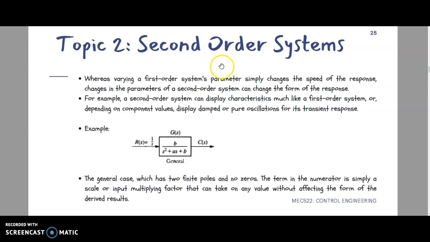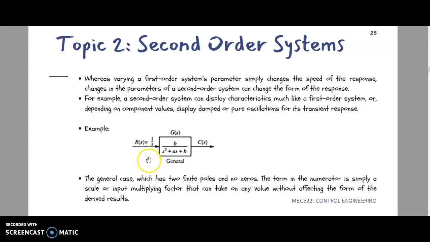So for the second order, you must know this one, s power of 2. S power of 2 shows that this system is a second order system. This is the basic transfer function for second order: s square plus as plus b. This is a general equation. The input is basically a step input, 1 over s.